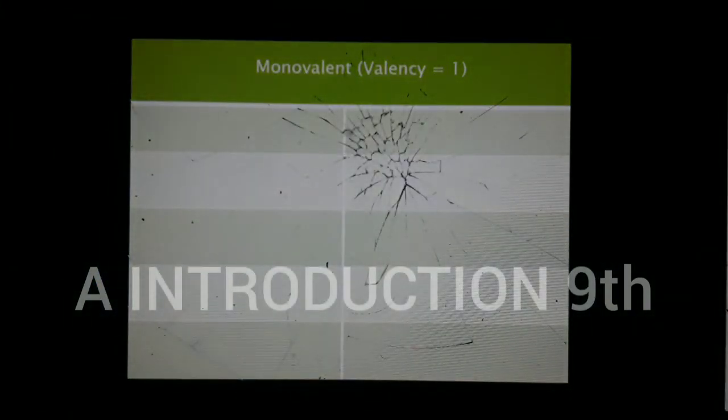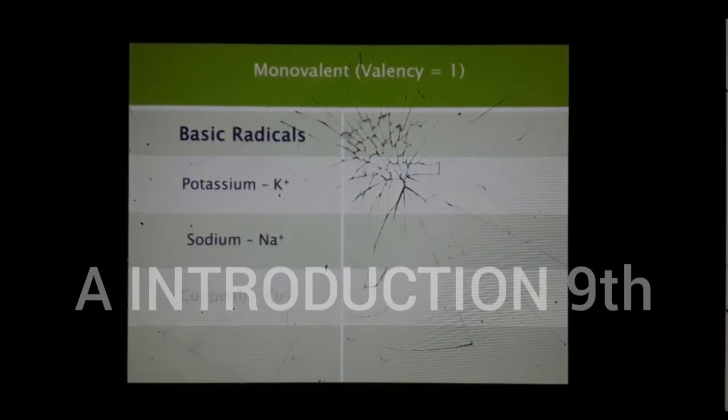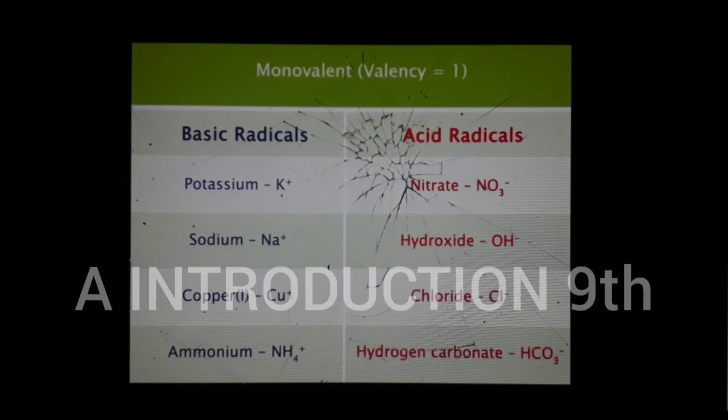Monovalent radicals have the valency 1. Examples for monovalent basic radicals are potassium, sodium, copper 1, and ammonium. Examples for acid radicals are nitrate, hydroxide, chloride, hydrogen carbonate. Note that basic radicals have positive charges and acid radicals have negative charges.